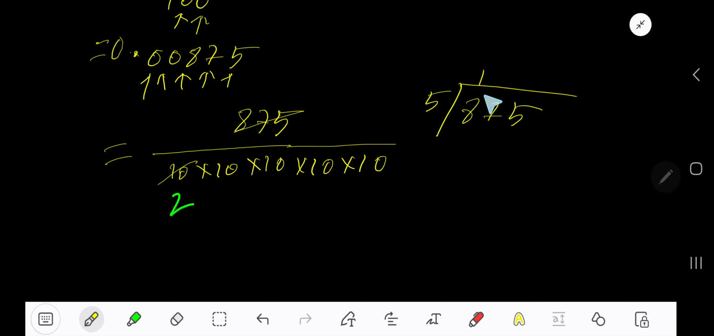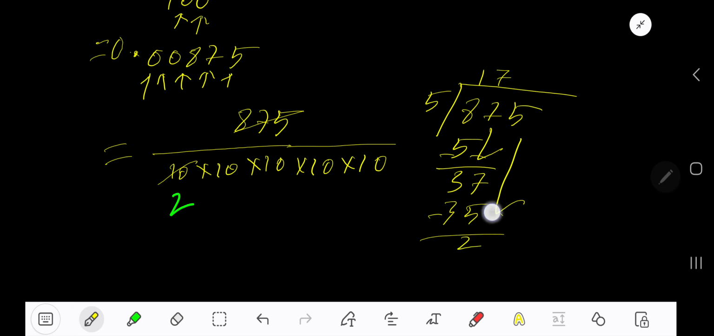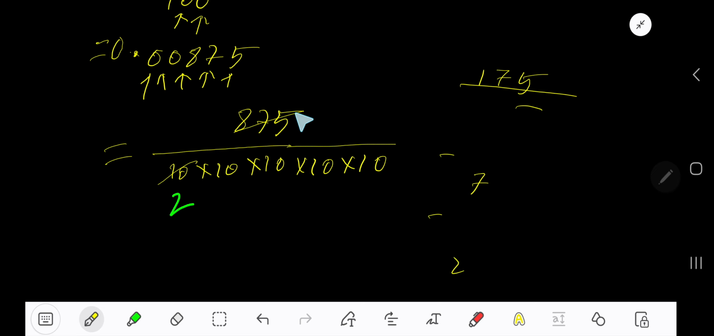5 goes into 8, 1 time, 1 times 5, 5, subtract, 3. Bring down the next digit. 5 goes into 37, 7 times, 7 times 5, 35. Subtract, 2, bring down this 5. 5 goes into 25, 5 times. 5 times 5, 25. So 175.